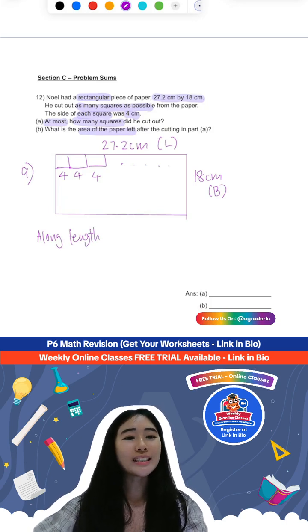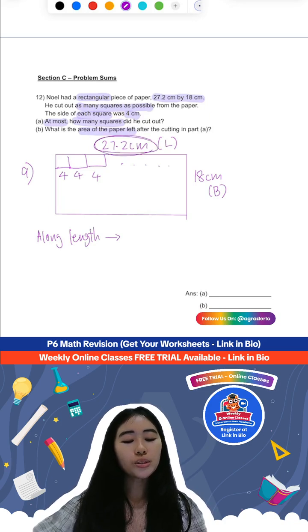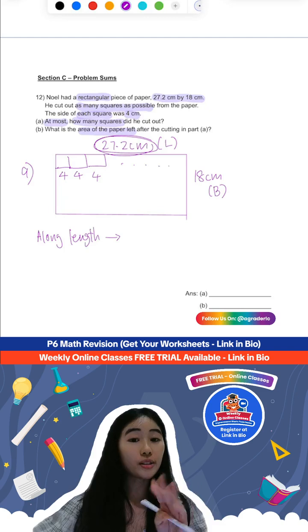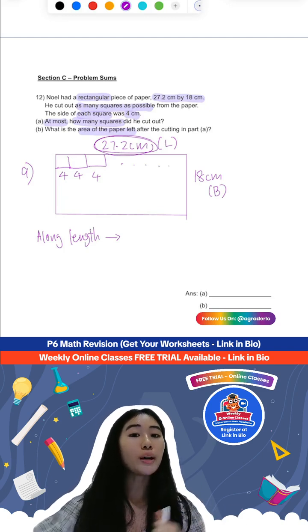Oh, you still say 30. 30 is not the answer. The length is 27.2 cm, right? And then each square is 4 cm. So you are supposed to use 27.2 divided by 4.